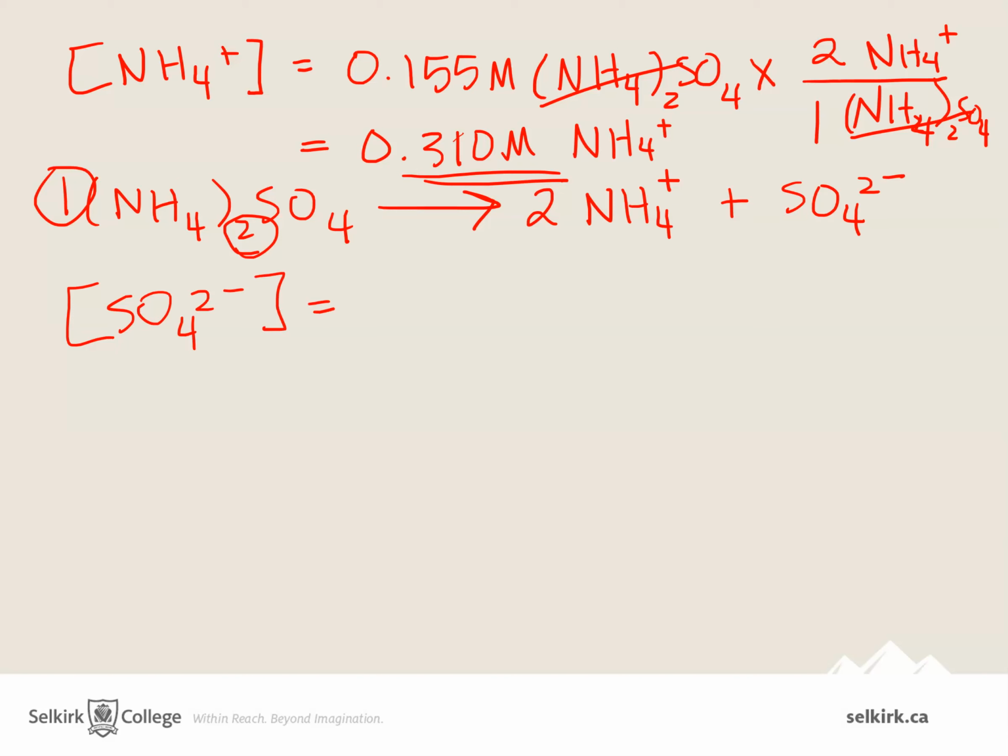Let's try it that gut way for this one. You could use a conversion factor just like I did at the top of the slide there. But what I can see is that I get 1 sulfate for every ammonium sulfate. Since it's a 1-to-1 ratio, the concentration of sulfate is 0.155 molar, just like the concentration of ammonium sulfate was. So far, so good.